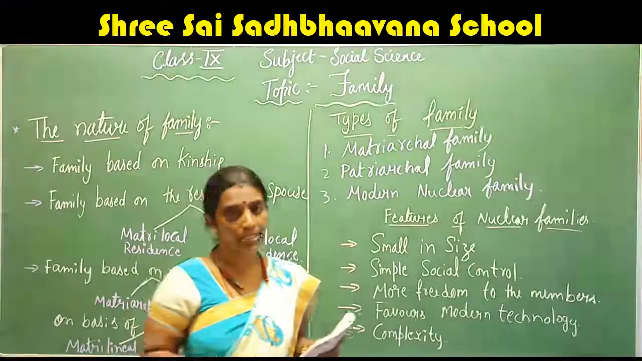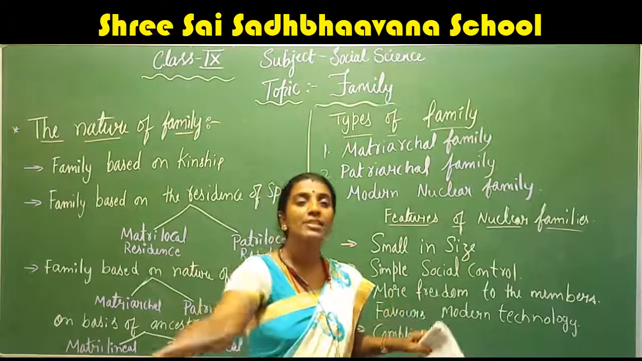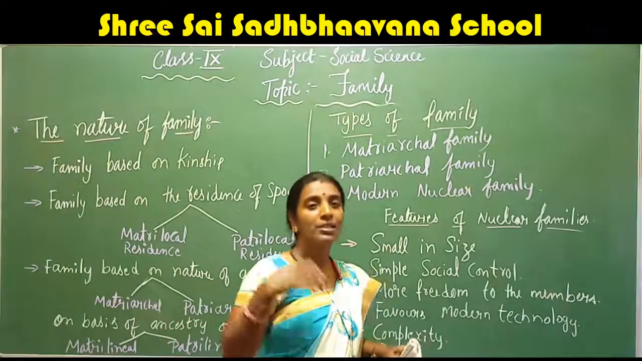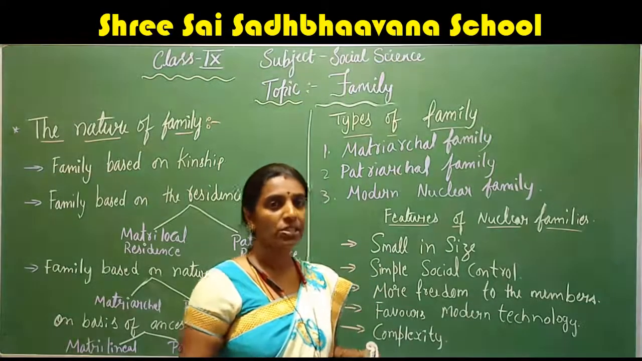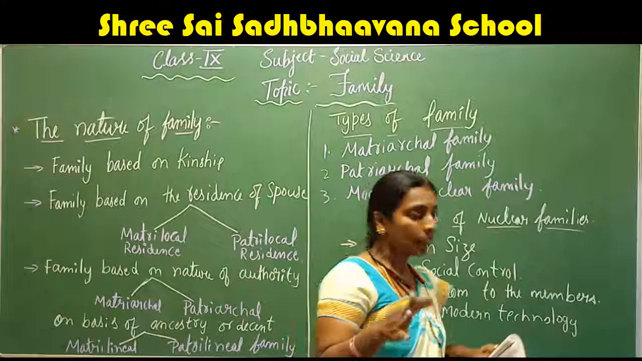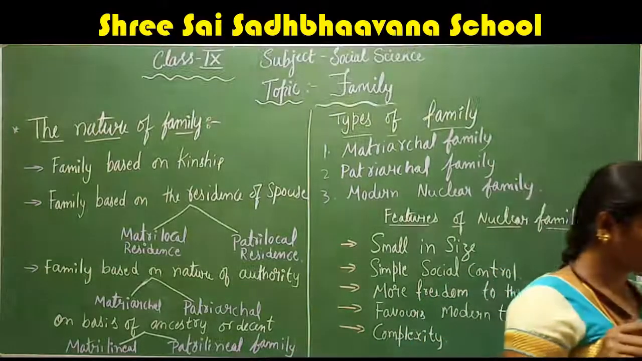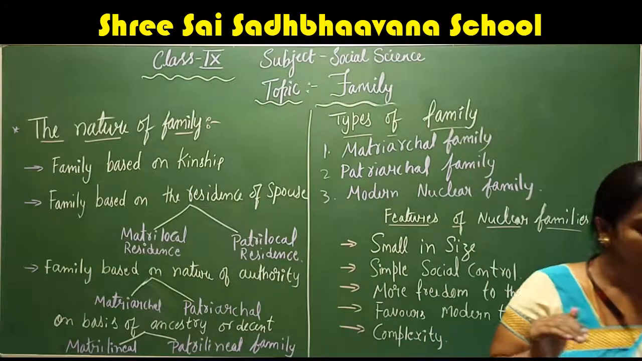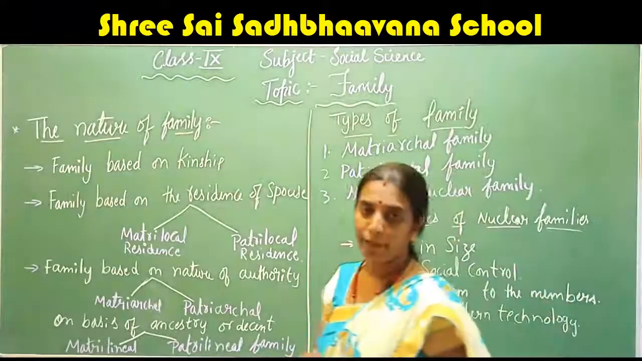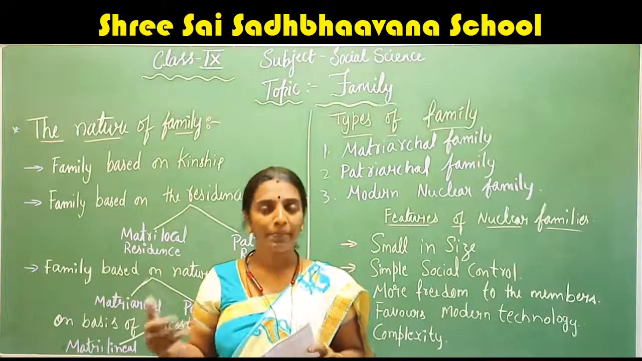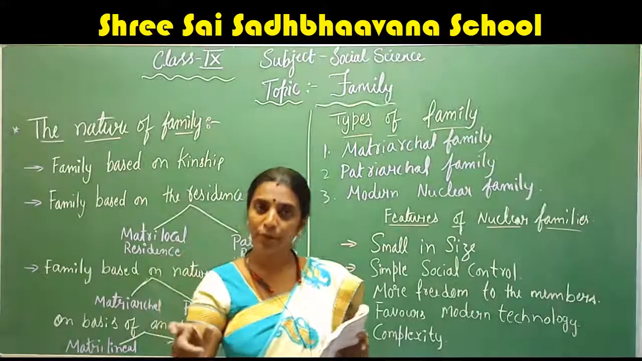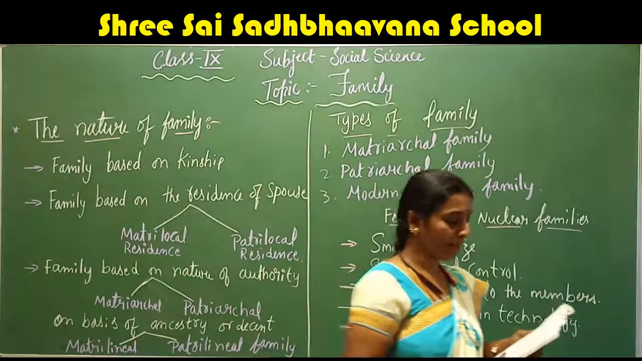Based on the structure and the generation living together: structure and also the generation. How many generations? Will the third generation be there, or only the second generation? According to that, families are divided as nuclear family, joint family, or extended family. Now, let me explain what is this nuclear family, this joint family, and extended family.